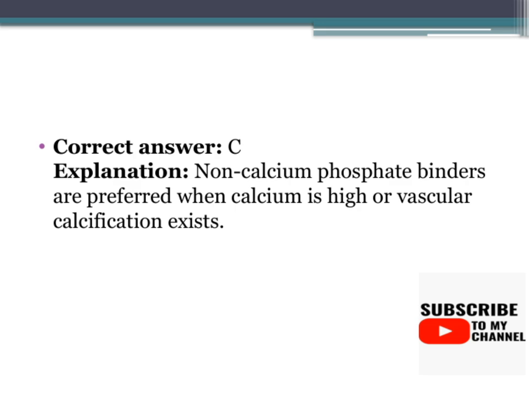Non-calcium phosphate binders are generally preferred in situations where calcium levels are high or there's evidence of vascular calcification. This is because calcium-based binders can contribute to further calcium buildup in the vessels, exacerbating calcification and increasing cardiovascular risk. So, in these cases, opting for non-calcium options helps control phosphate without adding to calcium load. This approach aligns with the overall goal of minimizing vascular calcification and improving patient outcomes.